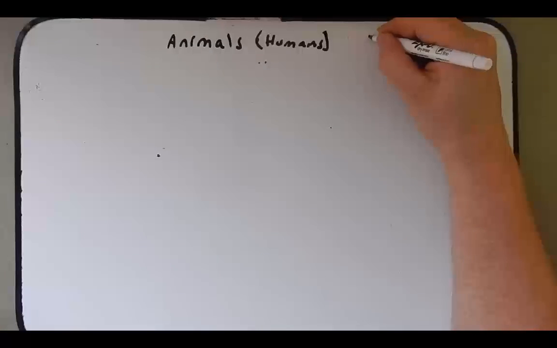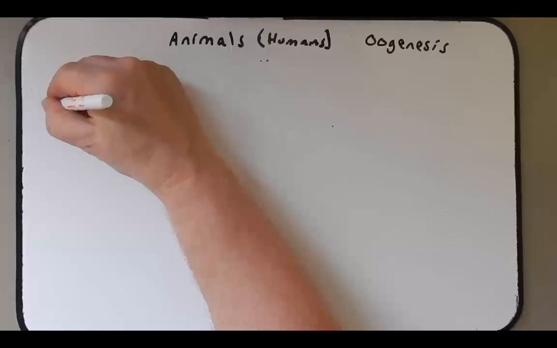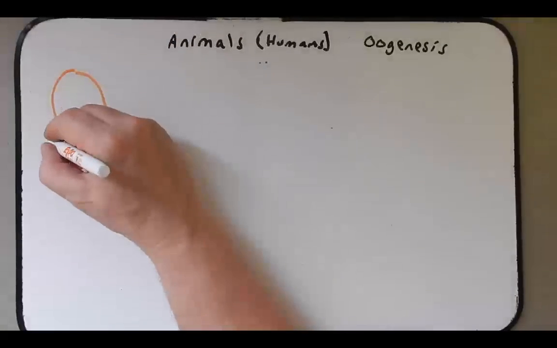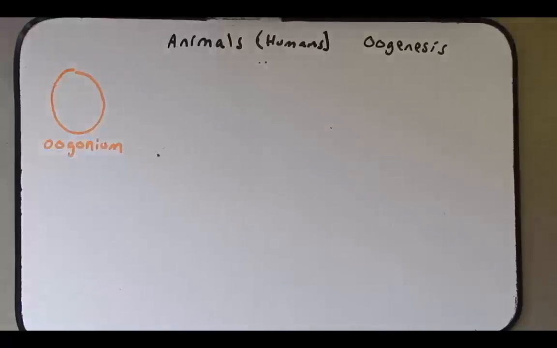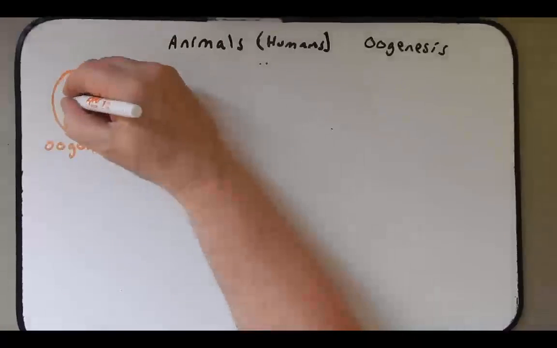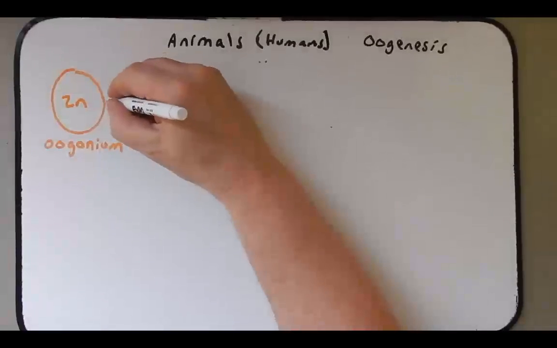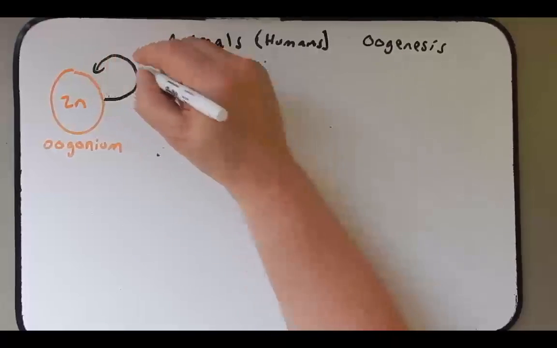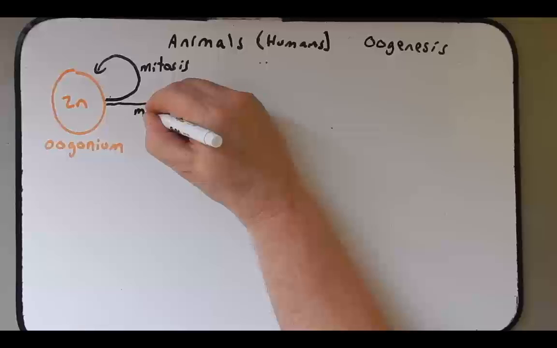Okay, so remember we're going to talk about oogenesis. We need to start off with a cell similar to what we started off with in spermatogenesis, except this time we're starting off with an oogonium. Oogonium are diploid cells, and just like the spermatogonium, the oogonium also has the unique feature of being able to undergo mitosis, or it can commit to meiosis.